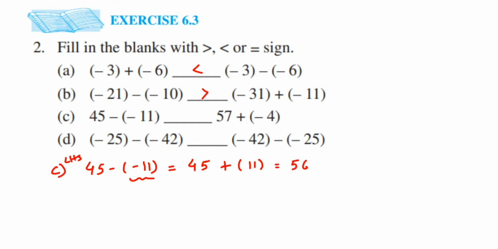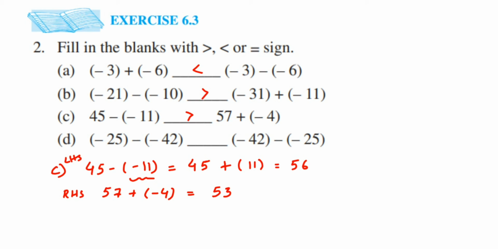Then next we have the RHS. In the RHS we have 57 plus minus 4. You can see 57 is positive and minus 4 is a negative integer. Different sign means subtraction. Subtract 57 and 4 and we get 53. Which number is greater? 57 is greater and it's positive, so the final answer will be positive. Now we just have to compare 56 and 53. 56 is greater, which means LHS is greater here.